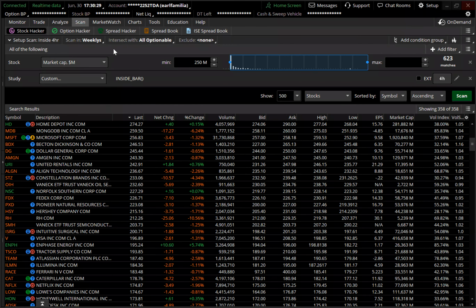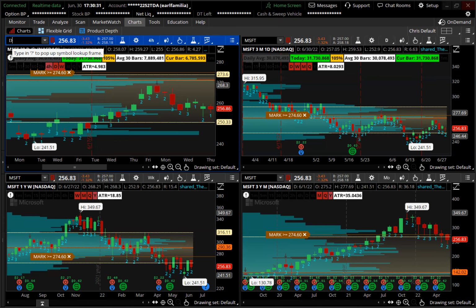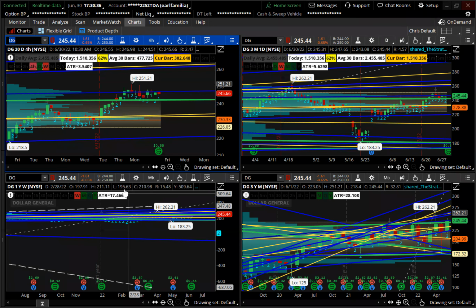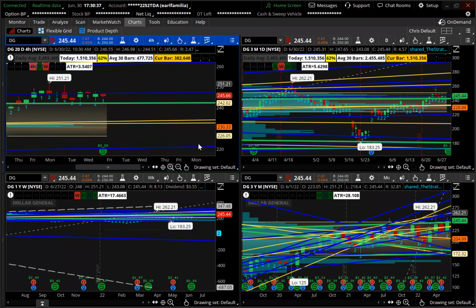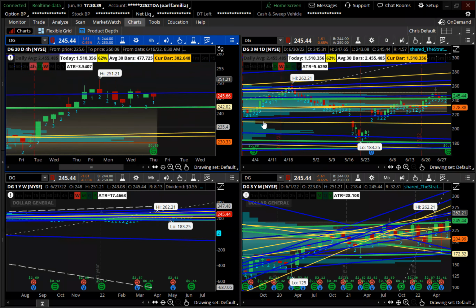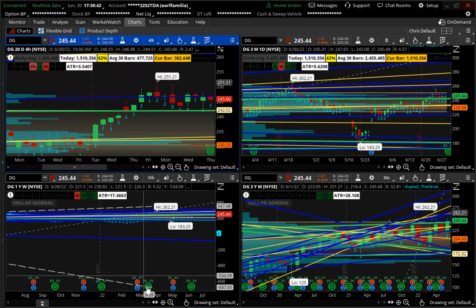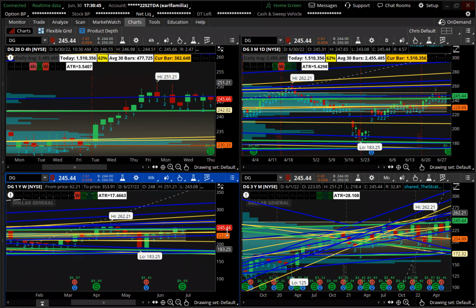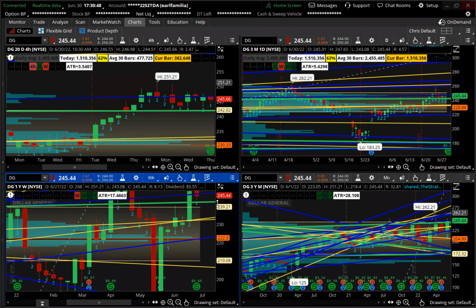It's moving over to my baby, DG. So DG is fighting with a broadening formation. It's just going flat right there. It's okay. I want to see this thing break out.